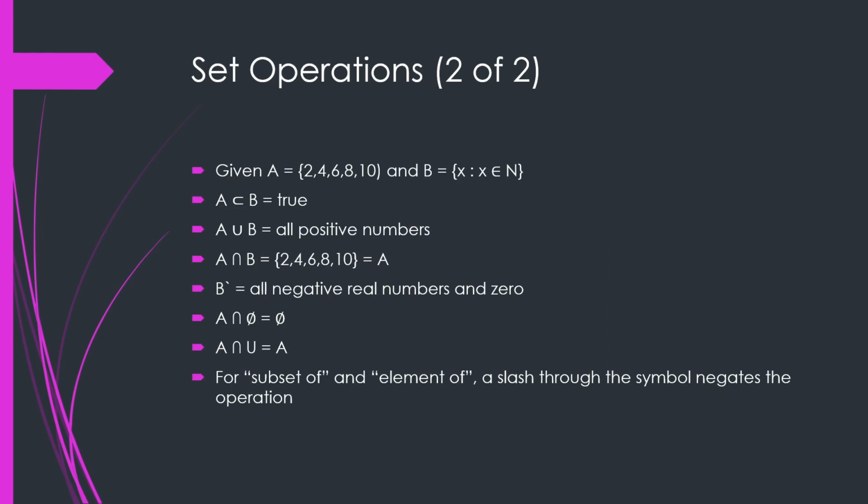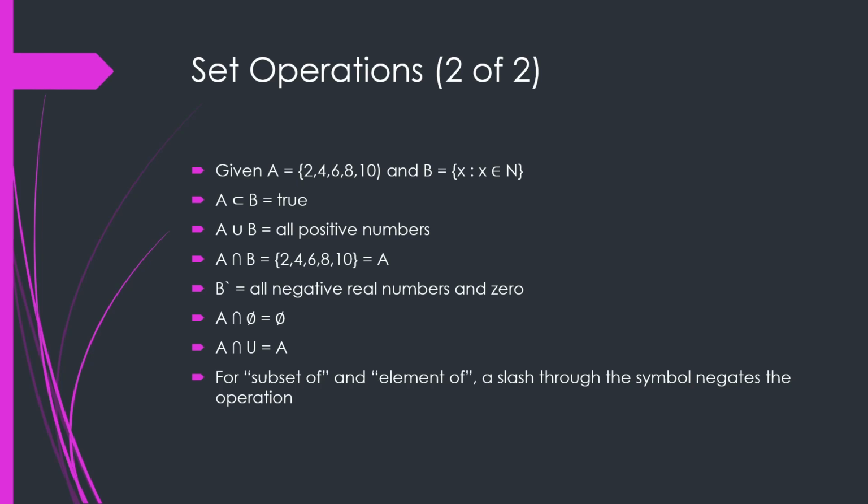So, looking back at set operations, let's say we have two sets, A equaling 2, 4, 6, 8, and 10, and B equaling X, such that X is a natural number. So, we look at our set operations. Is A a subset of B? Well, A contains only natural numbers, 2, 4, 6, 8, 10. Those are all naturals, so yes.